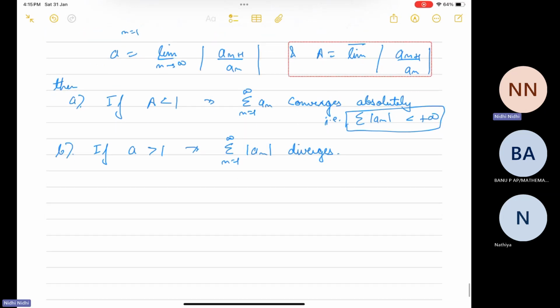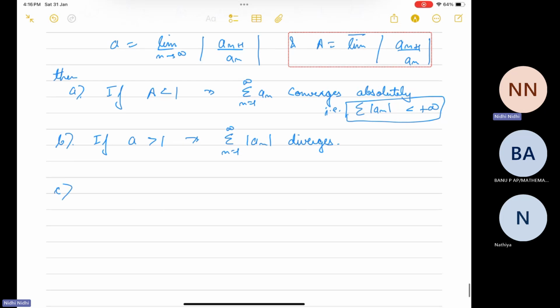Else, in any other case, the test fails. That means we do not know what happens. Else, the test fails.